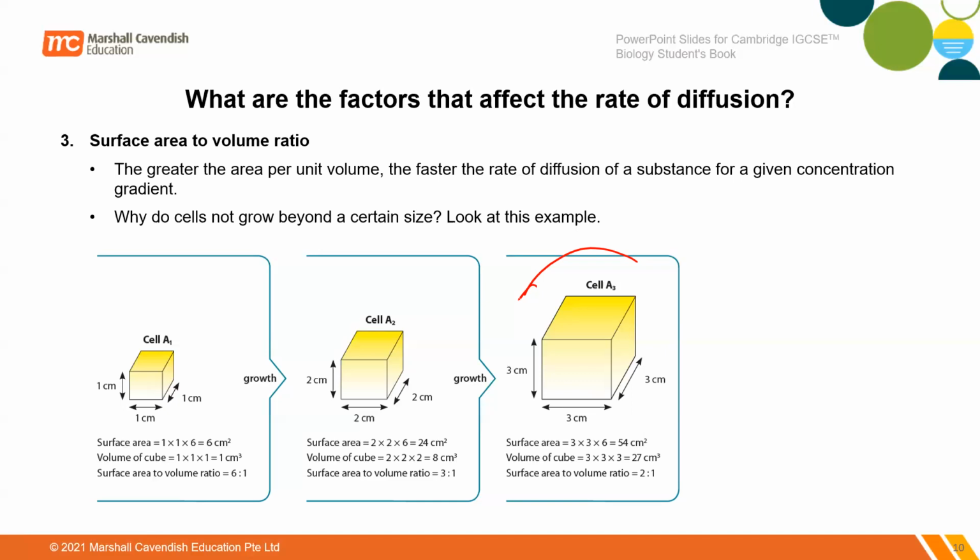If we have 3 cubes, and the 3 cubes represent the cells, cell A, cell A2, and cell A3. I gave you an example of the calculation. How did we calculate the surface area and volume of a cube? And we got the surface area to volume ratio. We found that for a small organism, there is a high surface area to volume ratio.